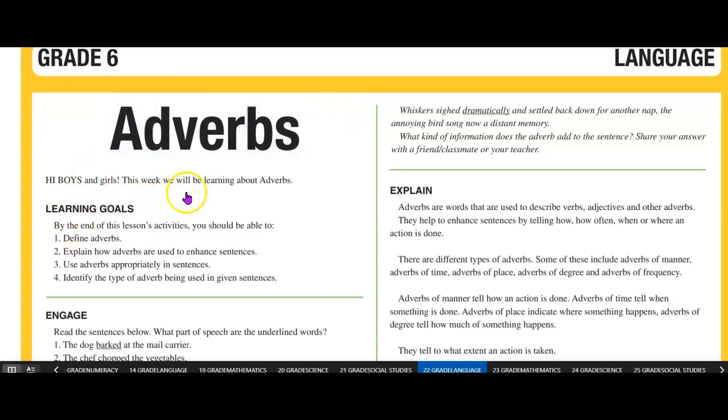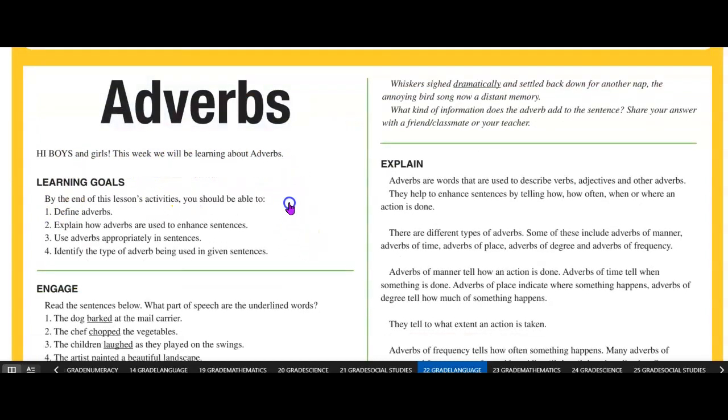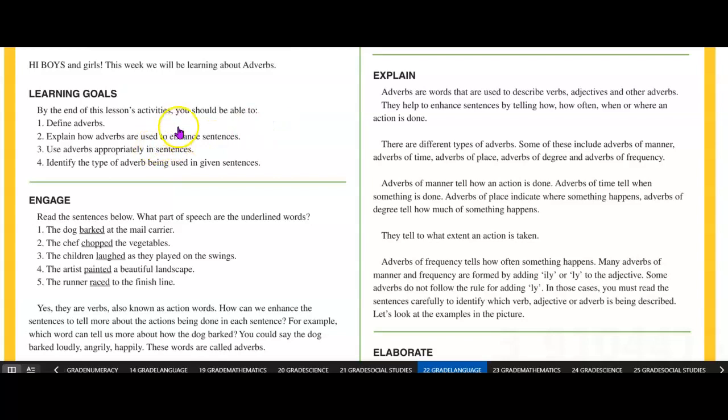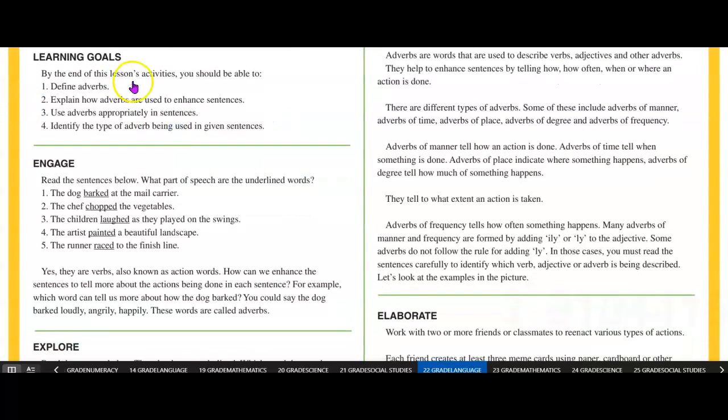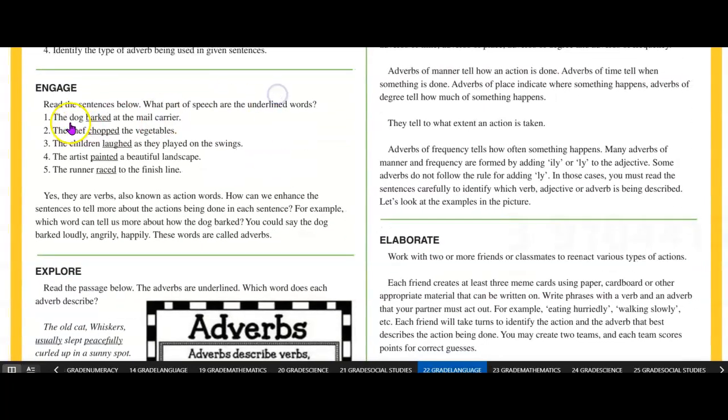Boys and girls, in this episode, we'll be learning about adverbs. At the end of this lesson, you should be able to define adverbs, explain how adverbs are used to enhance sentences, use adverbs appropriately in sentences, and identify the types of adverbs being used in given sentences. Engage. Read the sentences below.